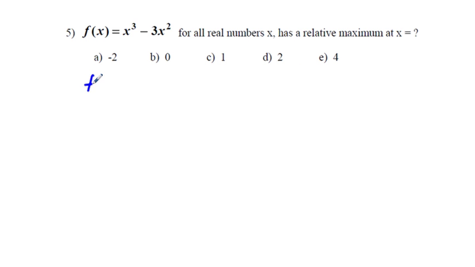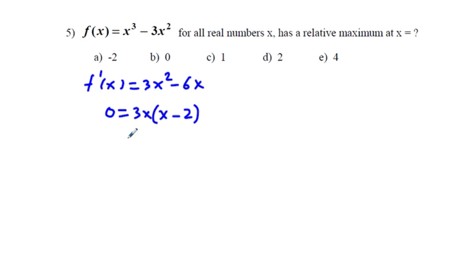And so f prime of x is equal to 3x squared, and we have minus 6x. And then setting this equal to 0, we'll say 0 is equal to, our greatest common factor here is going to be 3x, and 3x times what equals 3x squared? Well, that's going to be x, and then 3x times what equals negative 6x, so that's going to be minus 2. So our critical numbers are going to be x equals 0 and x equals 2.